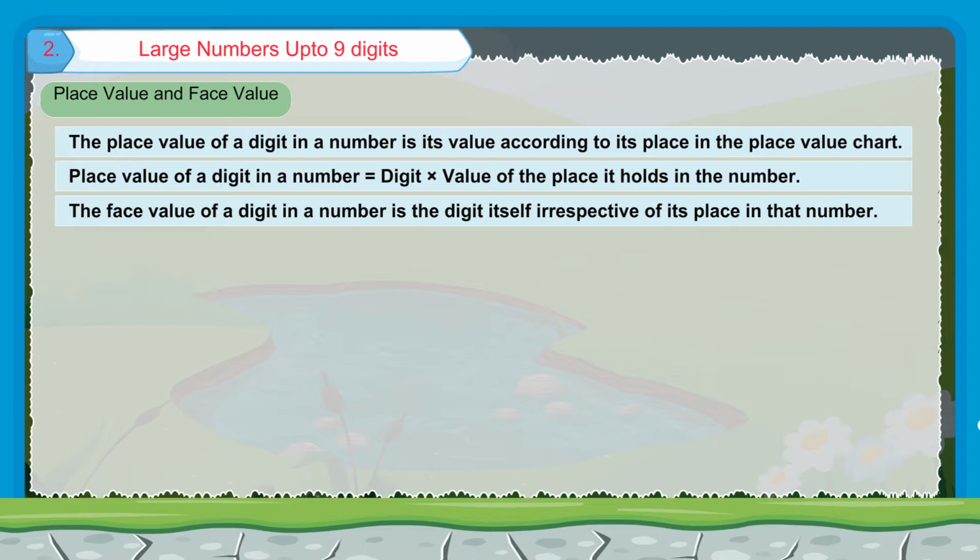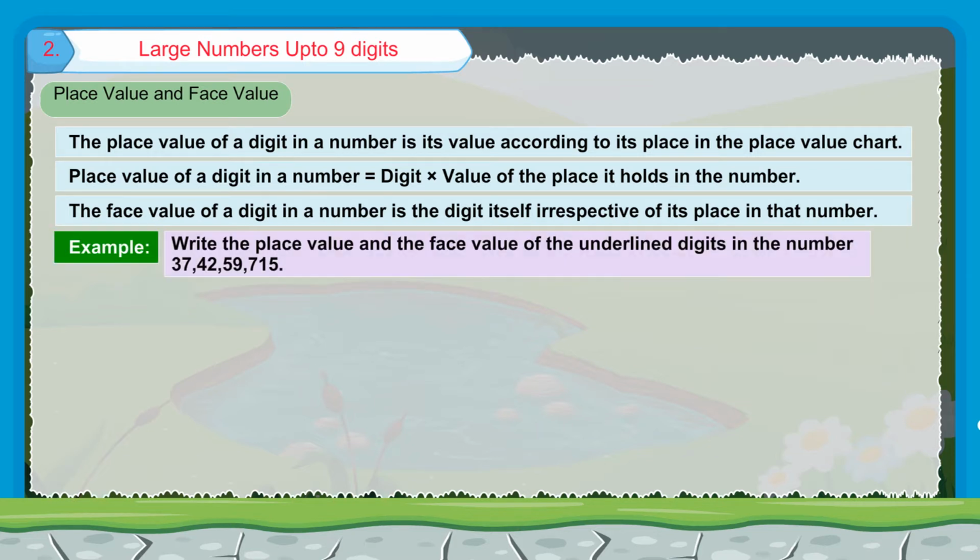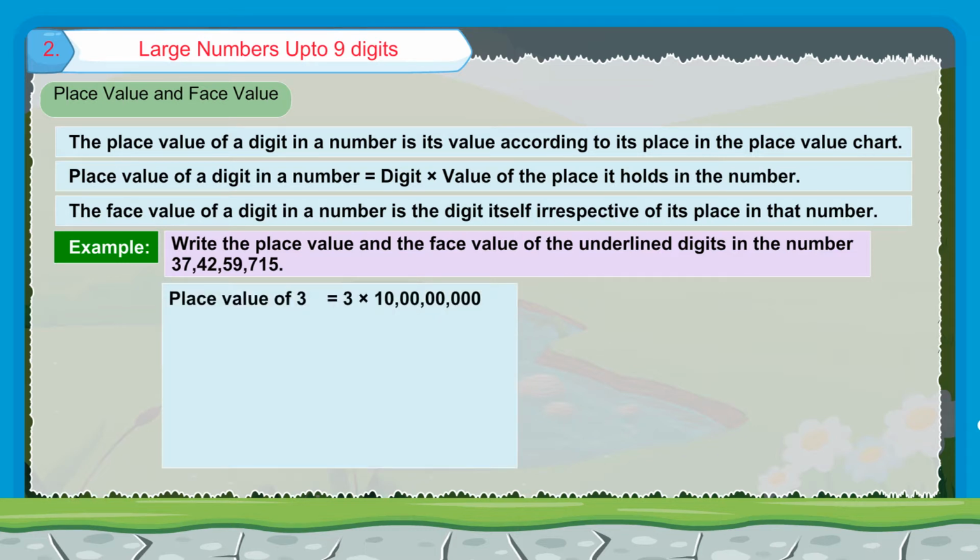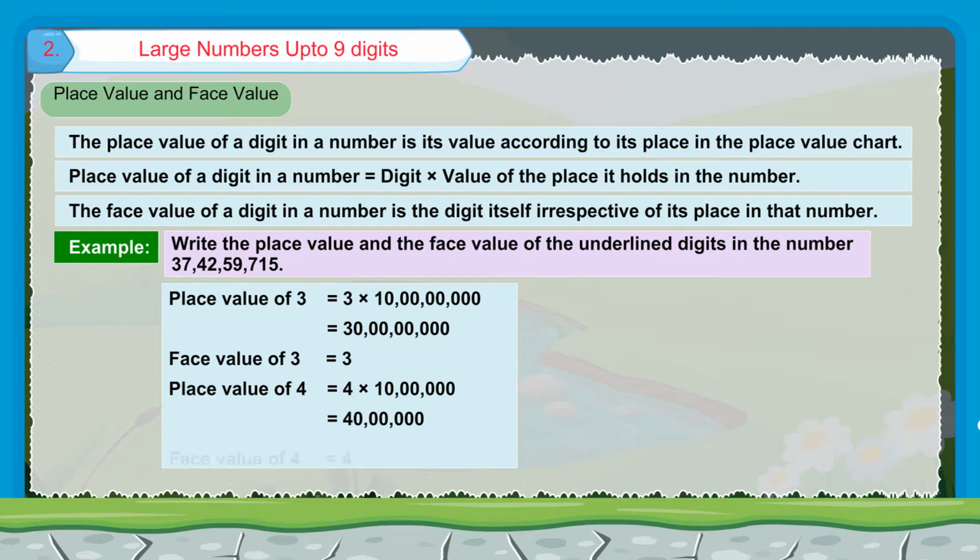Example: write the place value and the face value of the underlined digits in the number 37,42,59,715. Place value of 3 is equal to 3 into 10 crores, which is 30 crores. Face value of 3 is equal to 3. Place value of 4 is equal to 4 into 10 lakhs, which is 40 lakhs. Face value of 4 is equal to 4.